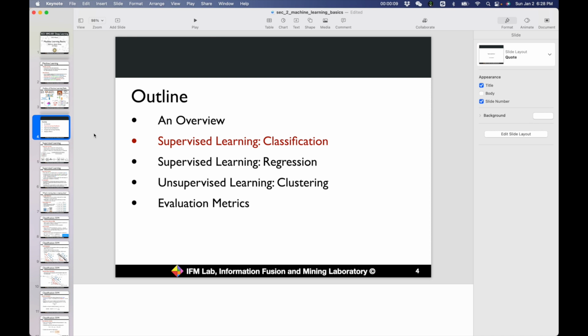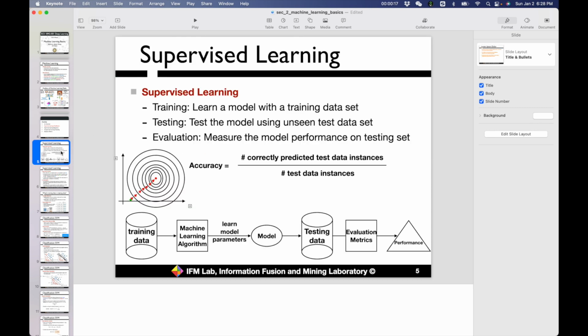Okay, so let's have a look at the specific tasks we can study in machine learning. The first task is supervised learning about classification. So what is supervised learning? Normally, supervised learning assumes we have some training data with known labels for some of the data instances. With this kind of data with known labels, we can train a model. Then we can apply the model to some data instances with unknown labels, for testing. And based on performance, we can further do the evaluations.